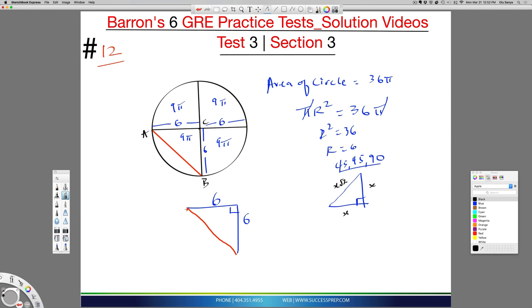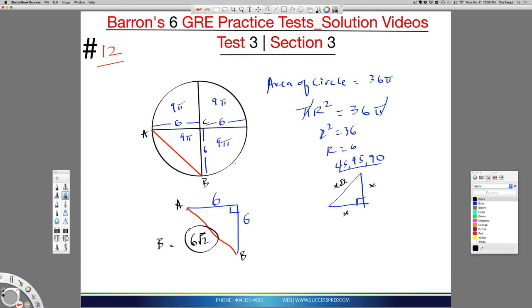So since this question is asking for the length of AB, essentially this red line is just going to be 6 root 2. That's pretty much the answer. Without me having to use Pythagoras theorem and everything, you need to know your triangle rules. So this is 6 root 2, and that's it. You're done. The answer is B. So you want to kind of follow the rules here.